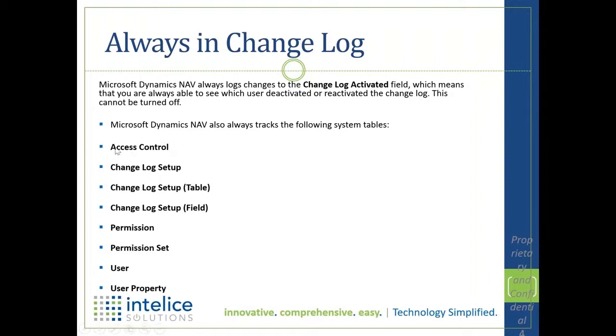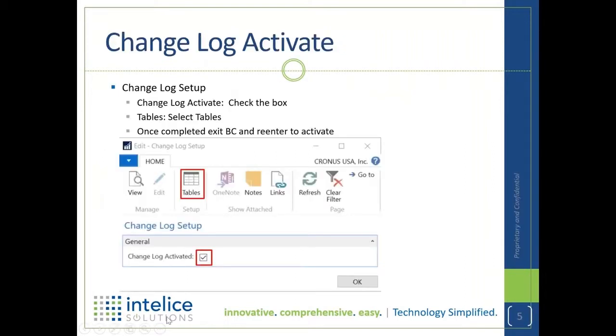So access control is user logins, basically. The changelog setup I'm going to get into, but it basically turns changelog on and off, so that's always captured. What tables you're going to capture in changelog are turned on and off, and fields that you're going to capture. And the last four have to do with user logins. So in other words, this is information that should always be captured because it's the most essential for access in Nav. So I'm going to go into how to activate the changelog and how to set up tables for changelog. And then after that, we'll do some tests.